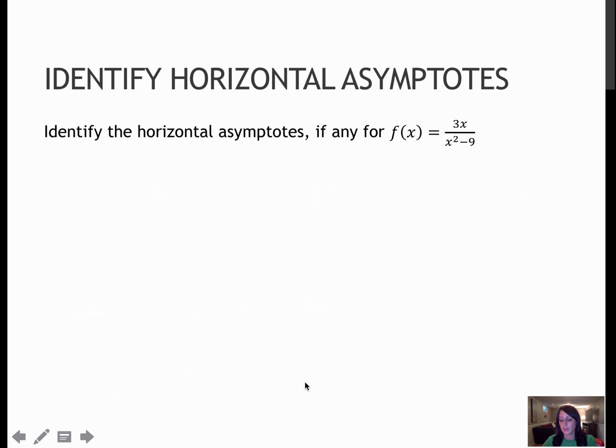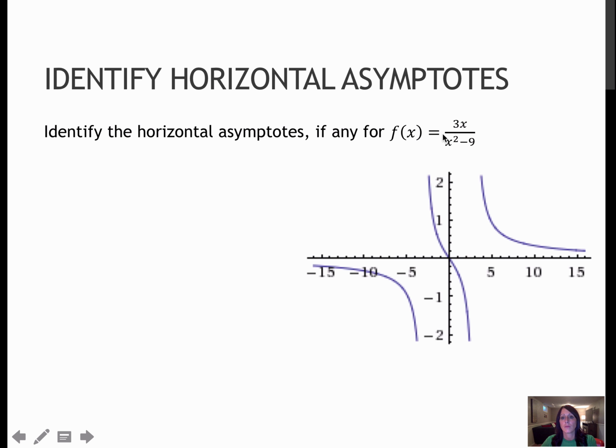So let's take a look. Here we have the degree on the bottom is larger. And if the degree on the bottom is larger, we know that the horizontal asymptote would be the line y equals 0. Degree on the bottom is larger. Again, we said that was y equals 0, so notice where that dotted line would be on this graph.